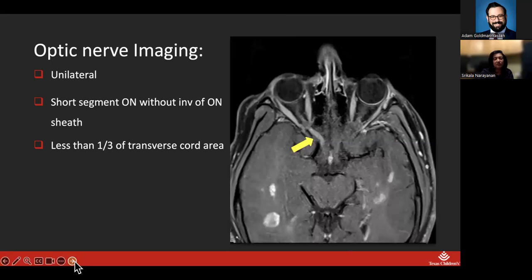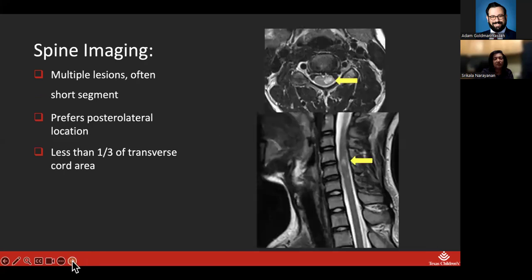Optic nerve imaging in MS is pretty different, again, when you compare it with MOG and NMO spectrum disease. Here it's more frequently monocular or unilateral. It's short segment optic neuritis without involvement of the optic nerve sheath, so you won't typically see optic perineuritis in MS. Here is a short segment optic neuritis on the right involving the intracanalicular segment and prechiasmatic segment.